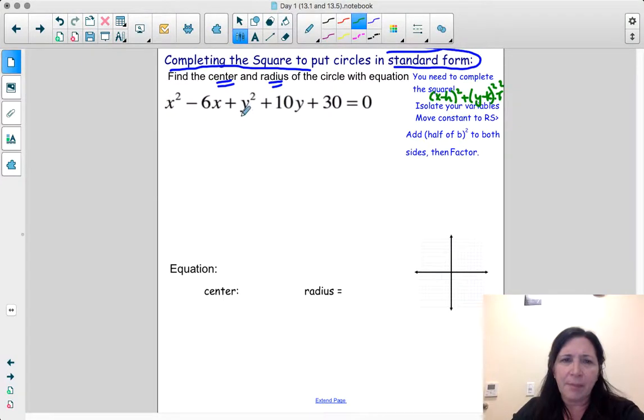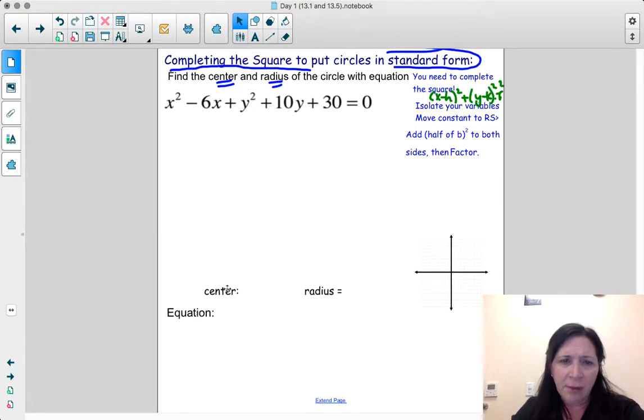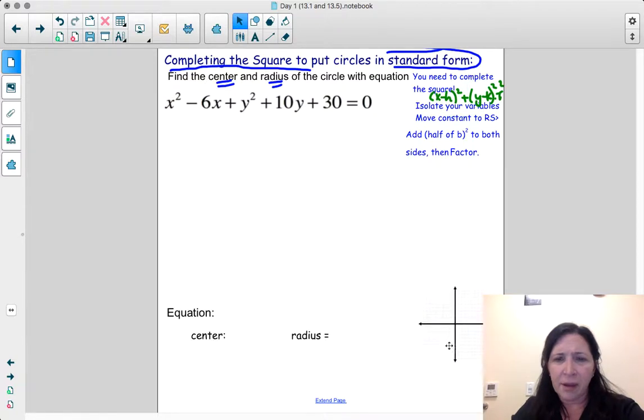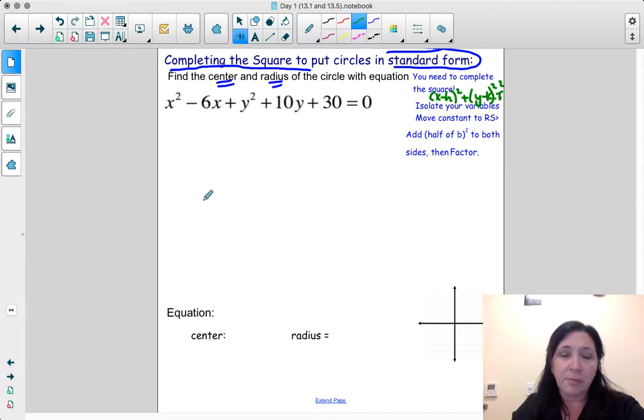Now, there is a step to doing this. Before we do this, I want to just review a few things. Number one, I want to review how to complete the square.